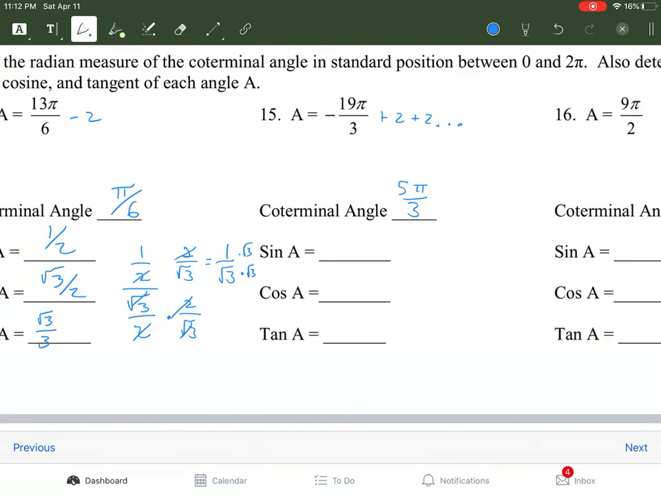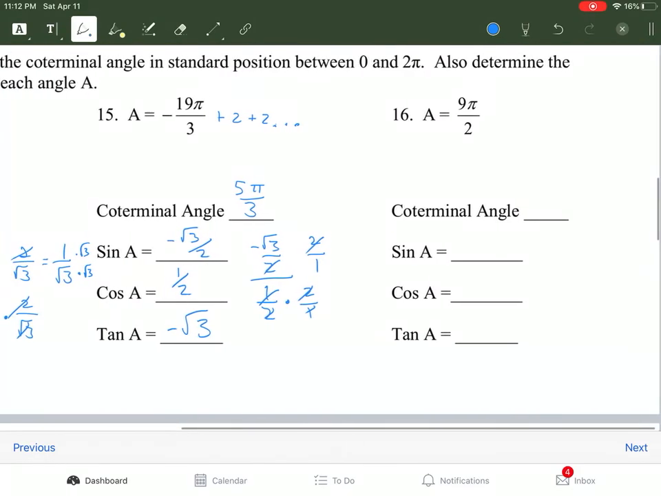So now we find the sine, cosine, and tangent of 5 pi over 3. So sine of 5 pi over 3 is negative root 3 over 2. The cosine of 5 pi over 3 is positive 1/2. And the tangent is going to be sine divided by cosine, so negative root 3 over 2 divided by 1/2. We're going to multiply by the reciprocal of the denominator. This all cancels, and we're left with negative root 3. That's the only thing that we have left.